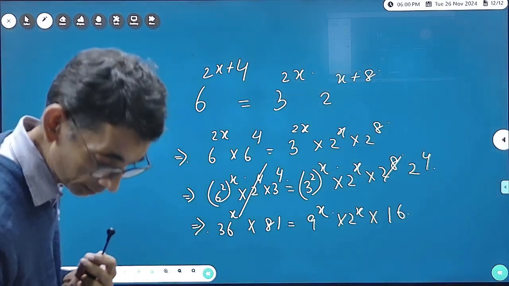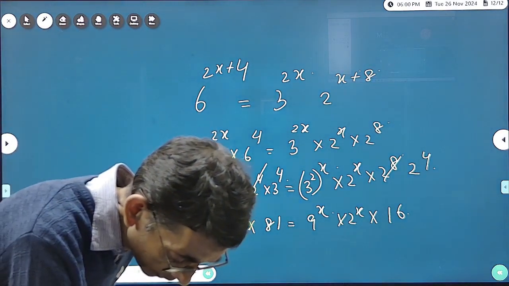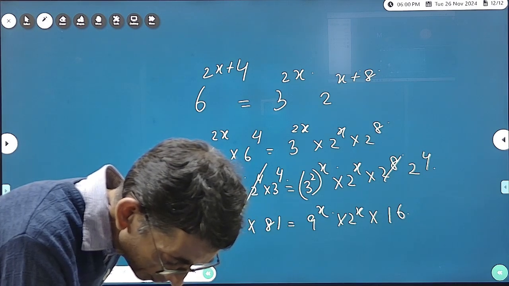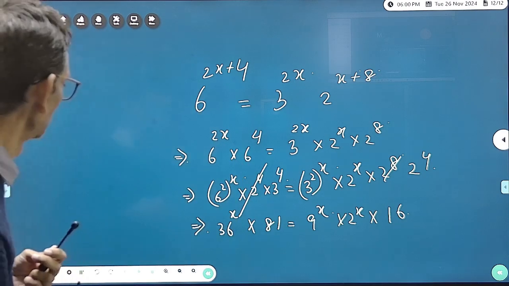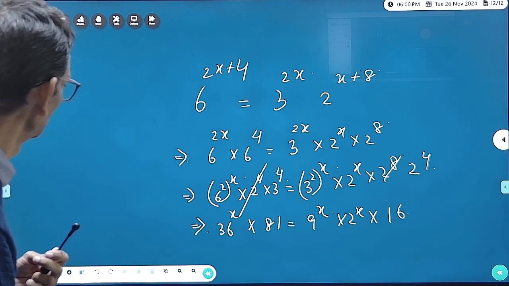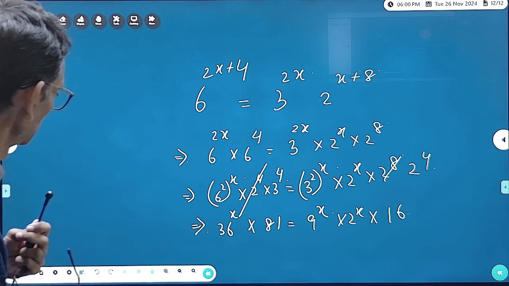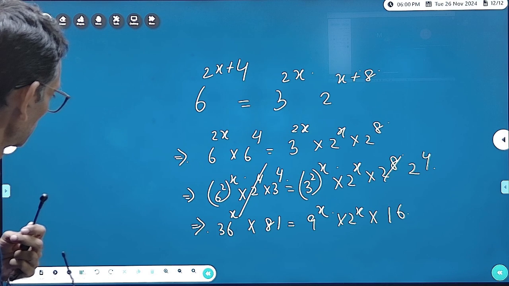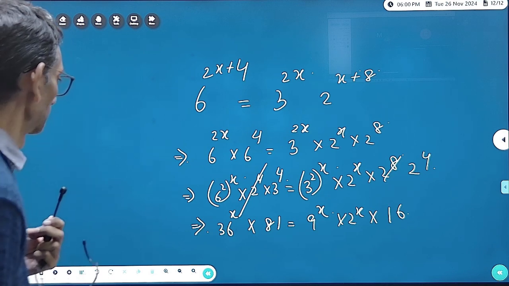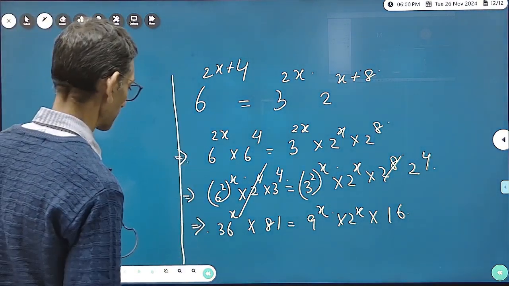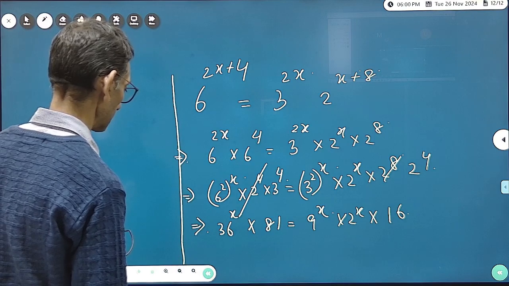So what do you need? You need the value of x. Done. Okay. There's just a little bit of simplification you need, right? Okay.